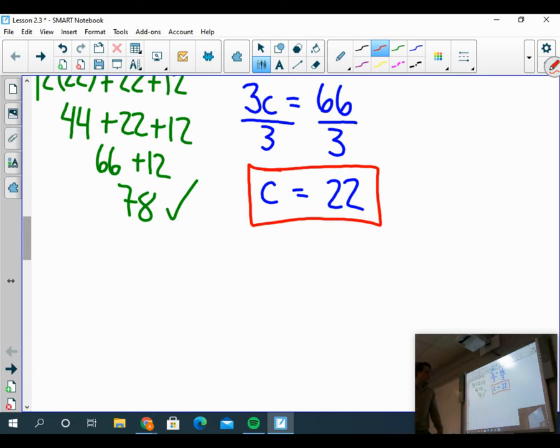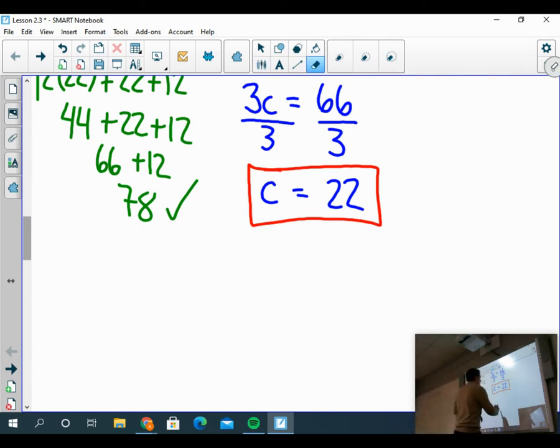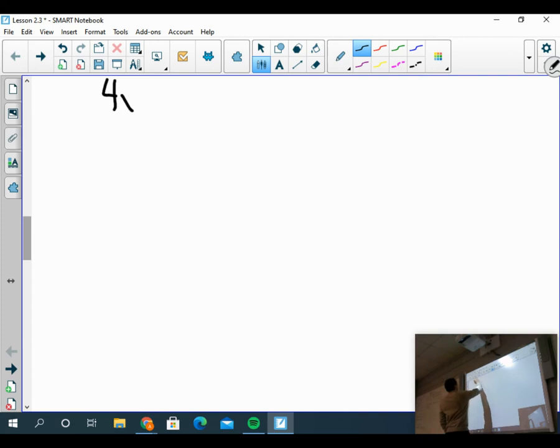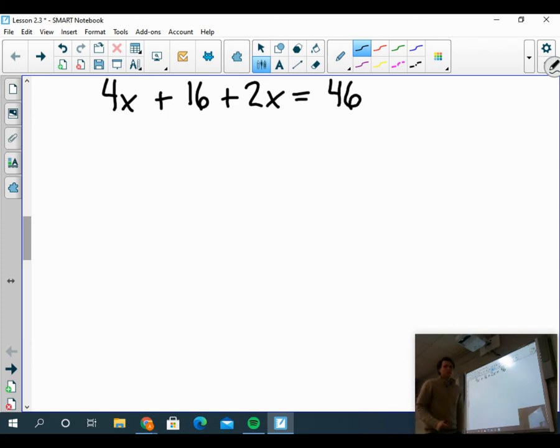So the big idea here, not a lot new. It's just we had a little more complex equation at the beginning, but we simplified it down by combining like terms. Okay, let's look at another example. 4x plus 16 plus 2x equals 46. 4x plus 16 plus 2x equals 46.